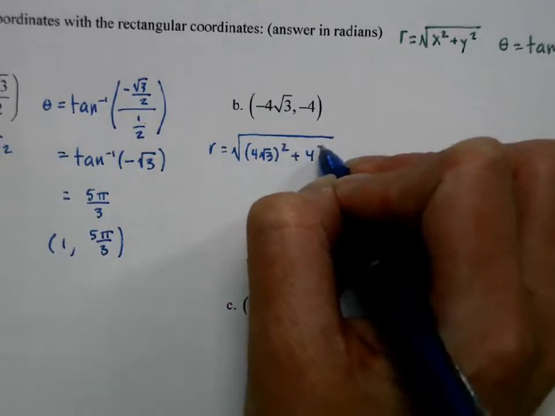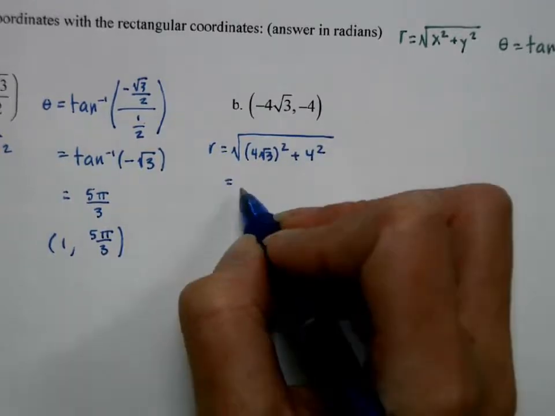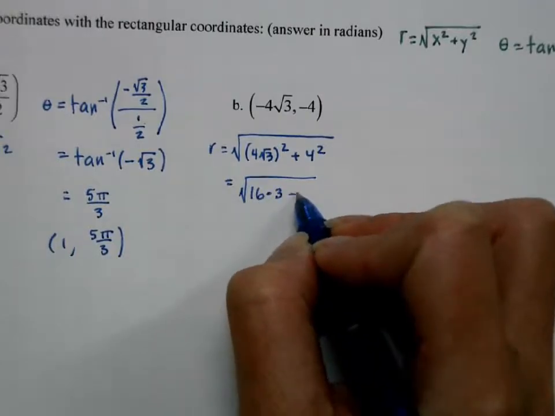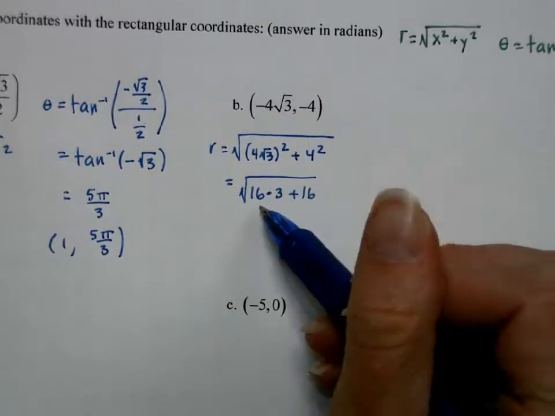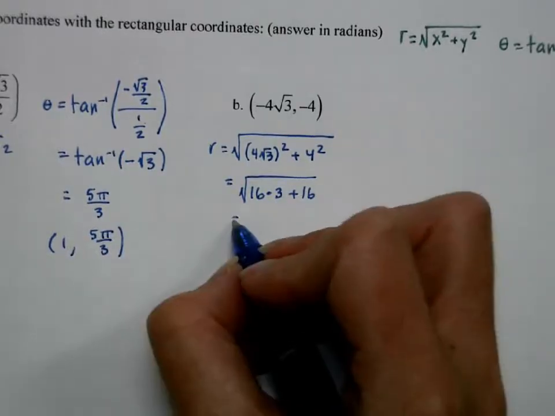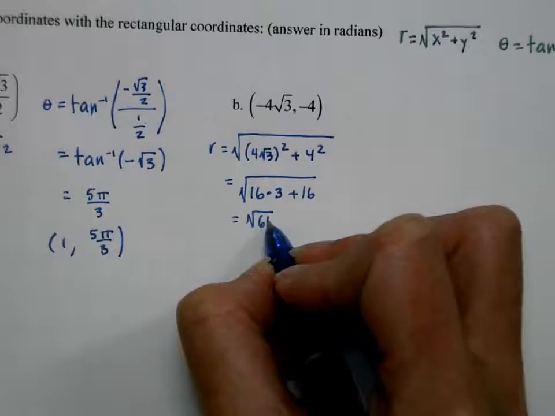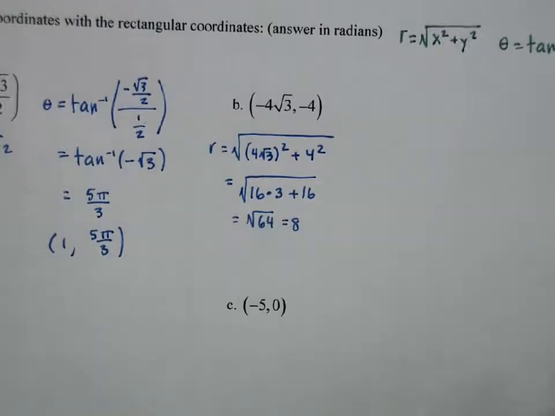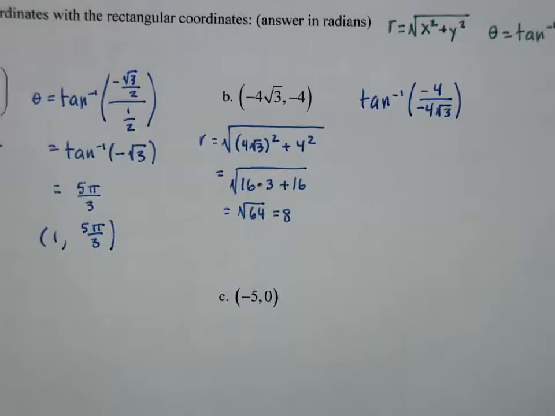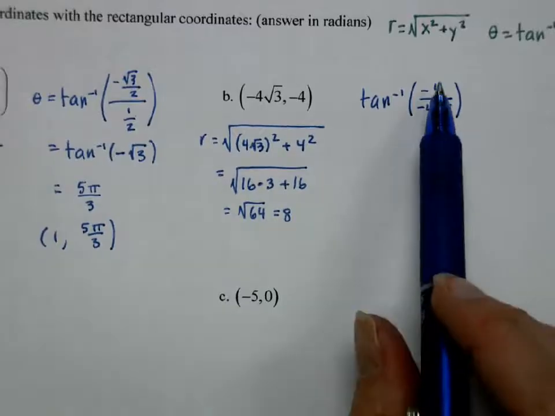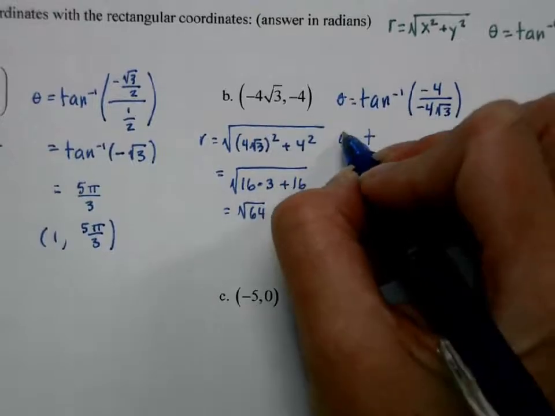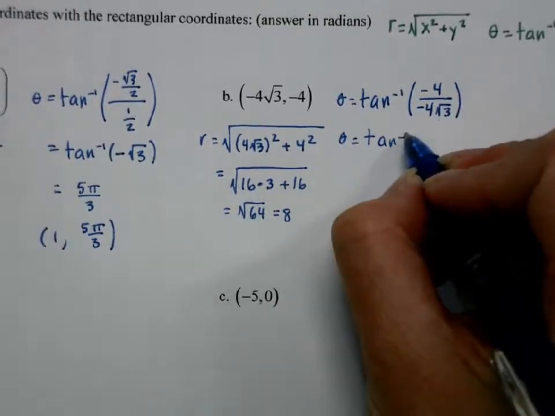So working through this one, 4 squared is 16, root 3 squared is 3. This is going to give me 48. When I add that to 16, I get the square root of 64, which gives me an r value of 8. Okay, so then we do tangent inverse of the y over the x. This is going to simplify down to just a positive 1 over root 3.